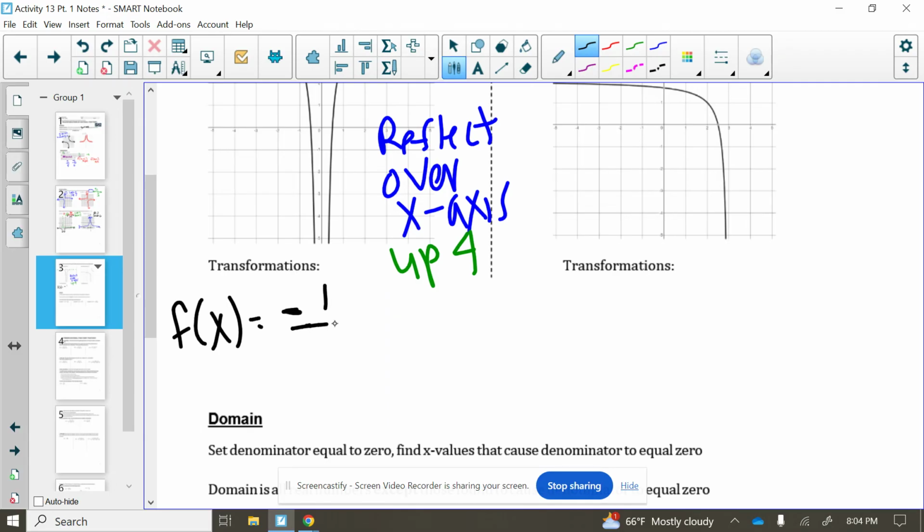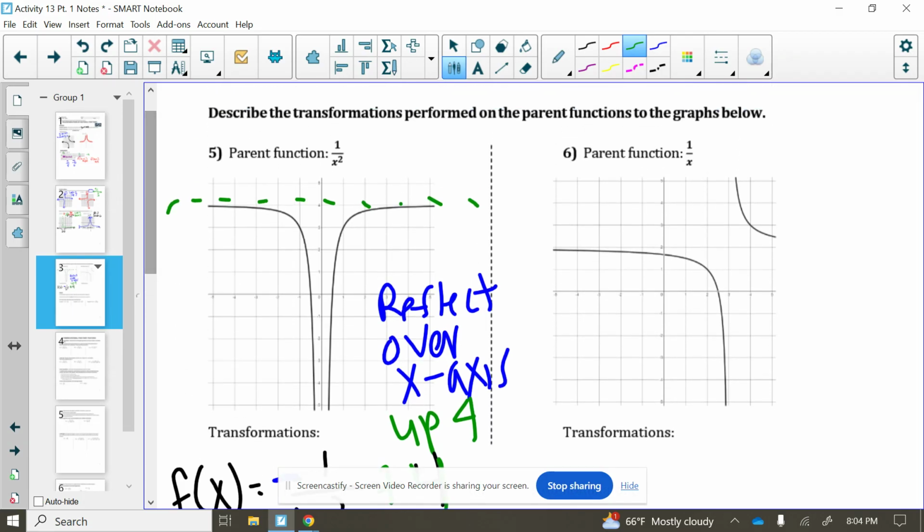over the x-axis, we would negate that piece out front, and then the up 4 would be represented with the plus 4. So again, we see that reflection as well as that shift up. The next part of this then is asking us to shift first this graph to the right 3 units, and then we also are going up 2 units.